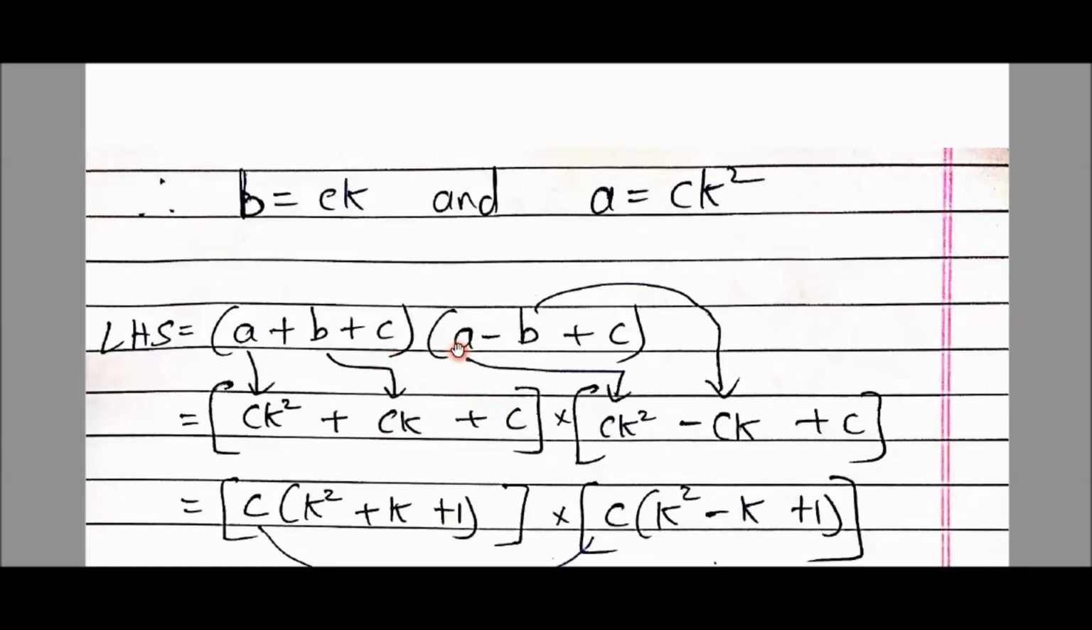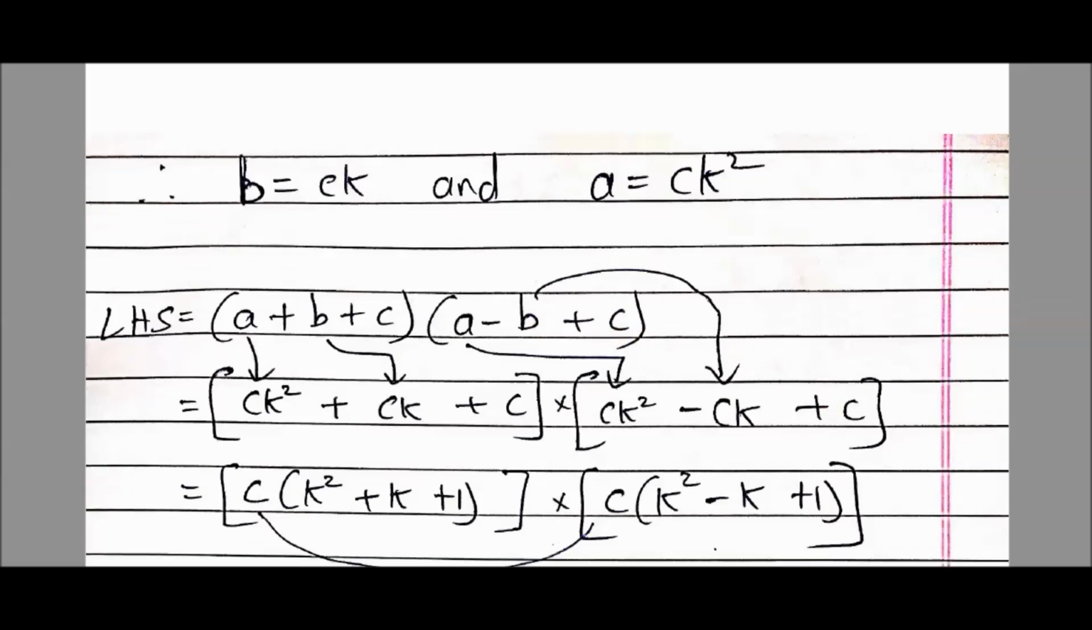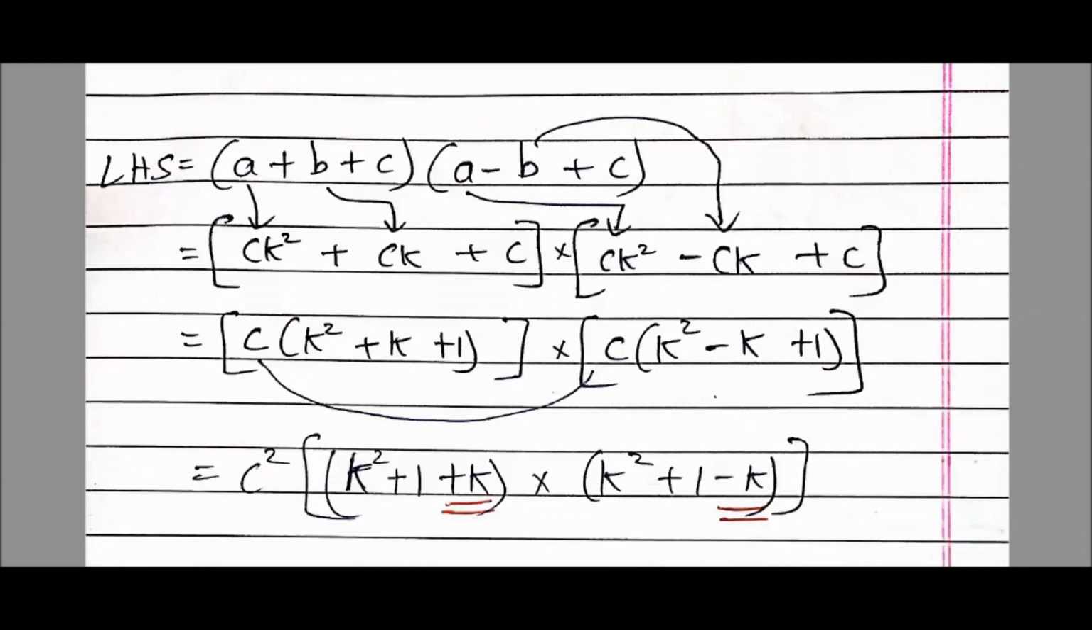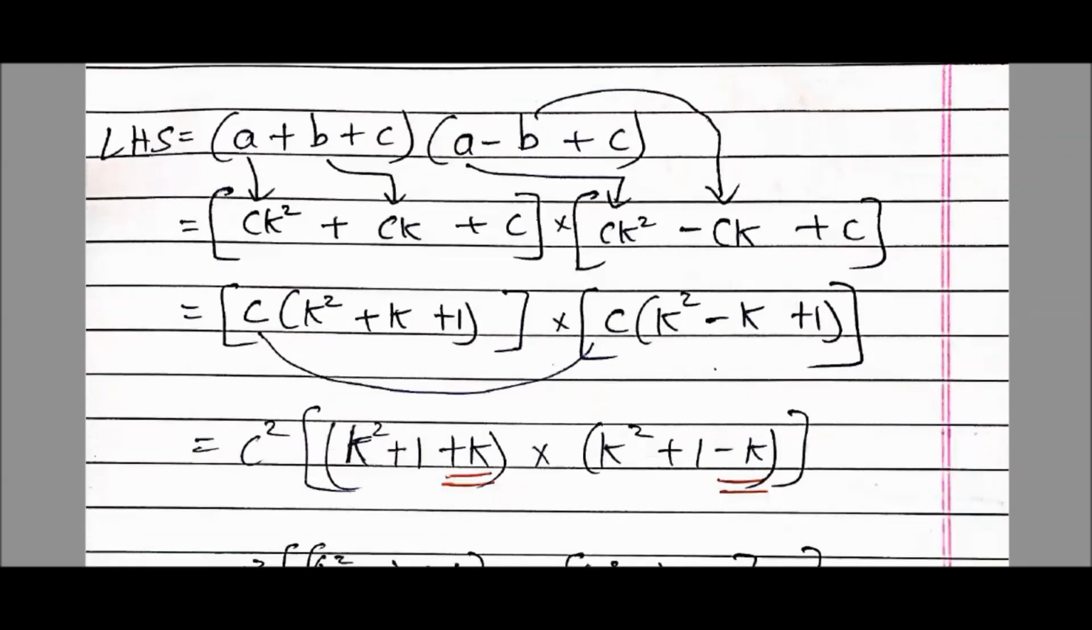Once again, at the place of A, CK square. I'm just substituting. At the place of minus, minus. At the place of B, CK. At the place of C, C only. Now it's basic things, students. You all will understand. Okay.